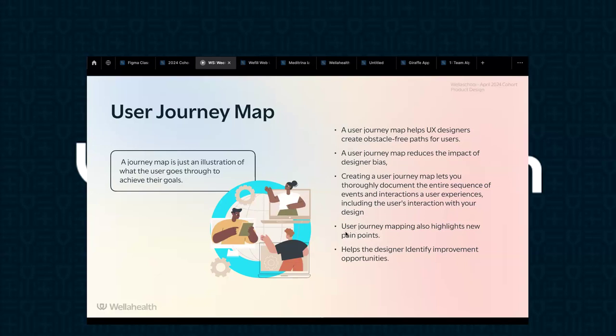Then it also highlights new pain points, because sometimes if you've not done a user journey map, there are some pain points you may not realize until you try to imagine how a user goes through their day. I'll give you an example.